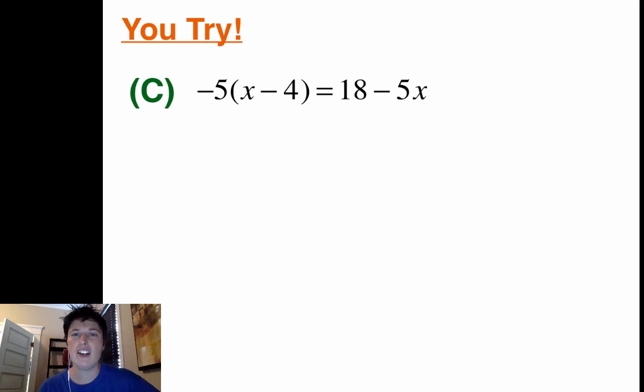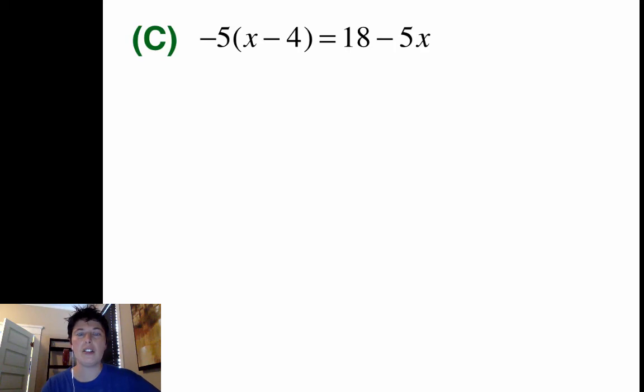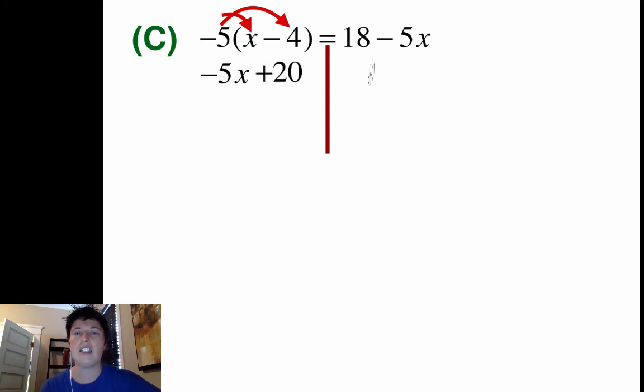Okay, are you unpausing your device? Are you ready to check? Because that's what we're going to do next. We are going to check our answer. So let's see, we've got definitely parentheses, definitely distributive property. So we're going to do -5 arrowed into the parentheses. -5 times x is -5x. -5 times a -4 becomes a +20. You gotta be careful about that. And it equals the whole 18 take away 5x.